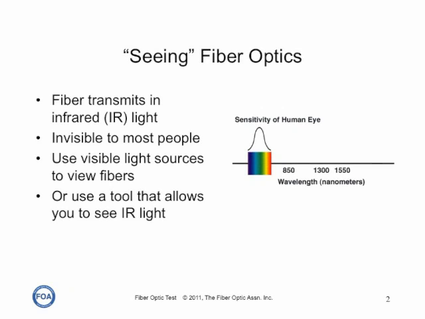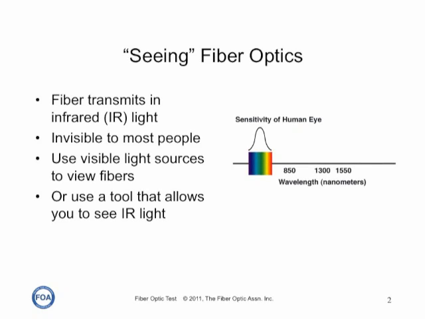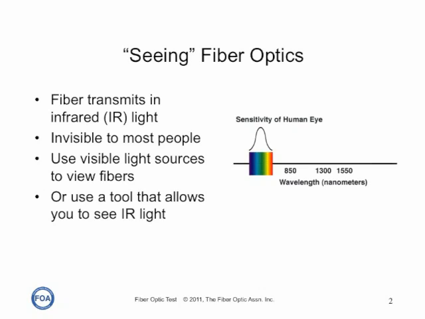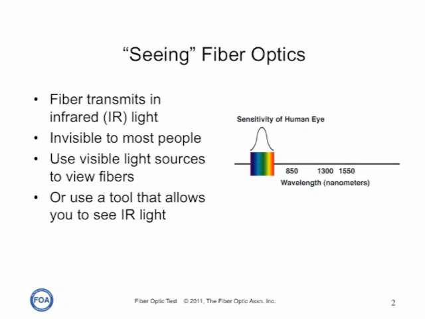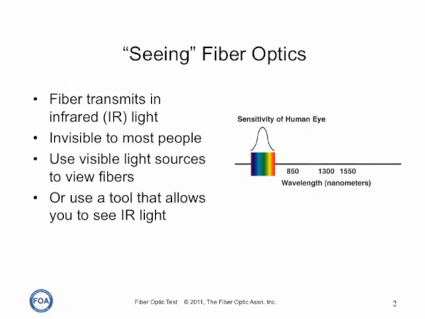Seeing what goes on in fiber optics can be difficult because the human eye is not sensitive to the infrared light that we use for transmission. It's invisible to most people, although some can see out in the 850 nanometer range. So what we do is we use visible light sources to view fibers, or we use a unique tool that allows you to see infrared light.